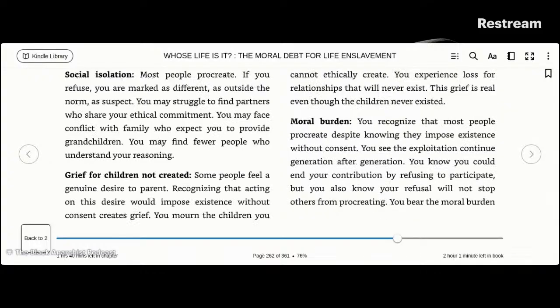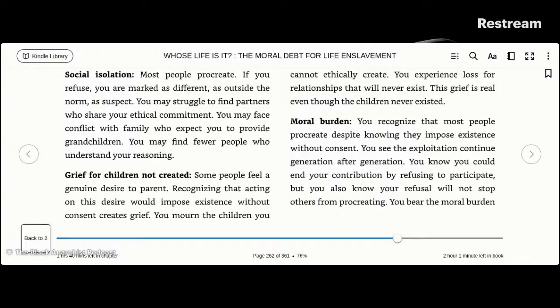Social isolation. Most people procreate. If you refuse, you are marked as different, as outside the norm, as suspect. You struggle to find partners who share your ethical commitment. You face conflict with family who expect you to provide grandchildren. You may find fewer people who understand your reasoning. Grief for children not created. Some people feel a genuine desire to parent, and recognizing that acting on this desire would impose existence without consent creates grief. You mourn the children you cannot ethically create. You experience loss for relationships that will never exist. This grief is real even if the children never existed.